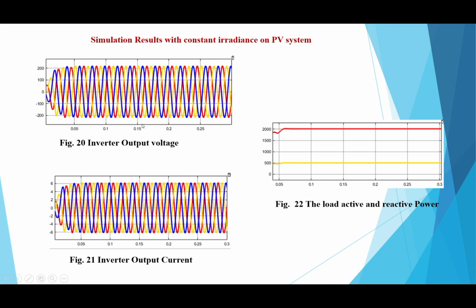Here above we can see the sinusoidal waveforms, because the DC is converted to AC, we can get these sinusoidal waveforms. This is the inverter output voltage and output current.